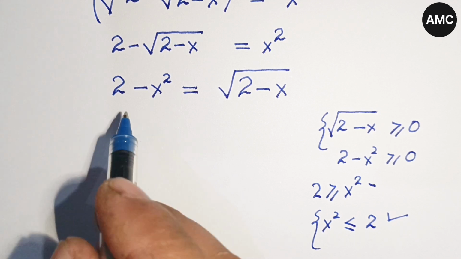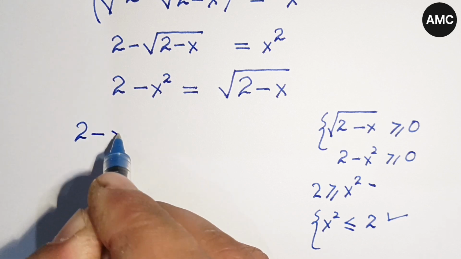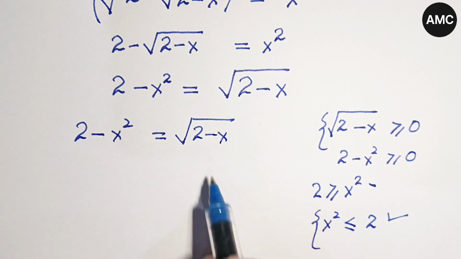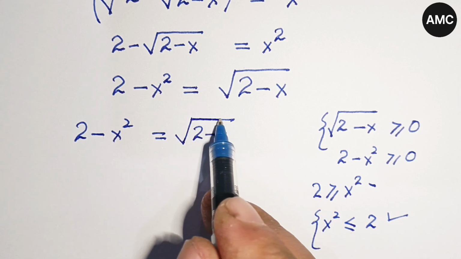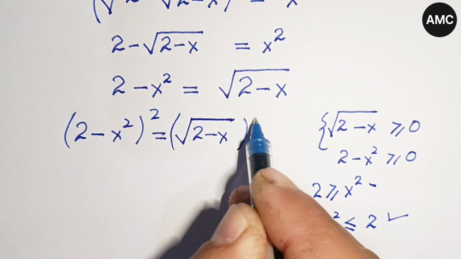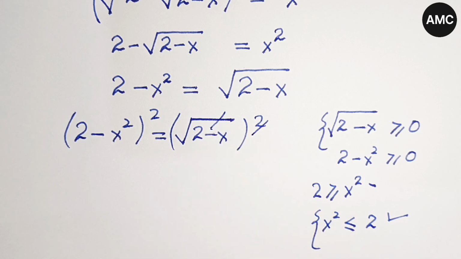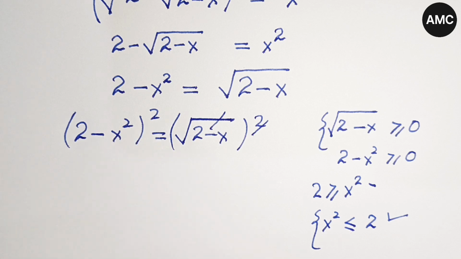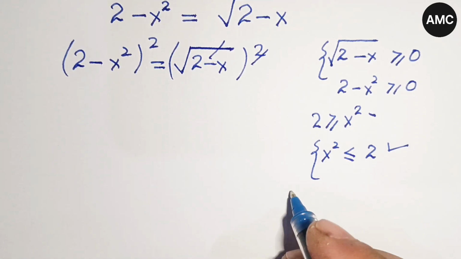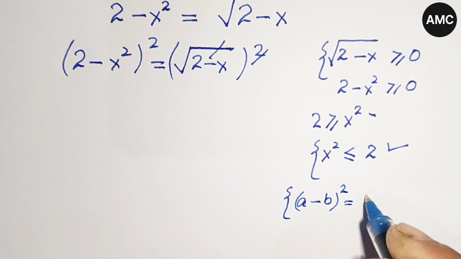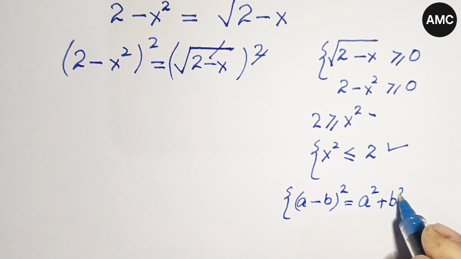Now solving this, we have 2 minus x squared is equal to the square root of 2 minus x. To remove this radical sign, we take the square on both sides. The square cancels out with the square root, so we get 2 minus x squared, whole squared. Here we can use the identity that a minus b whole squared is equal to a squared plus b squared minus 2ab.